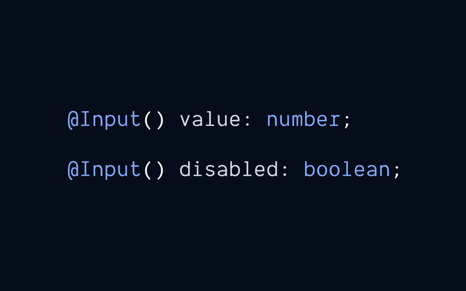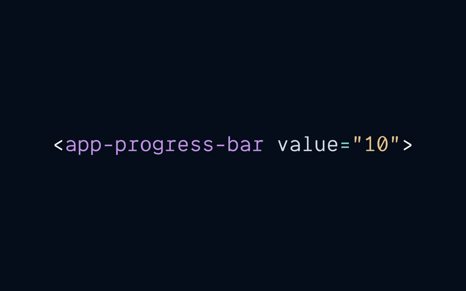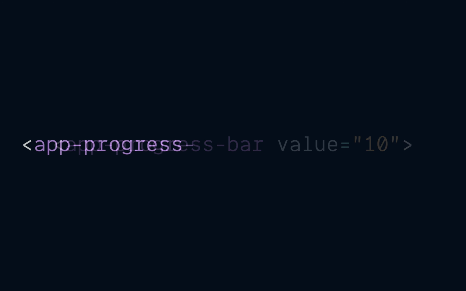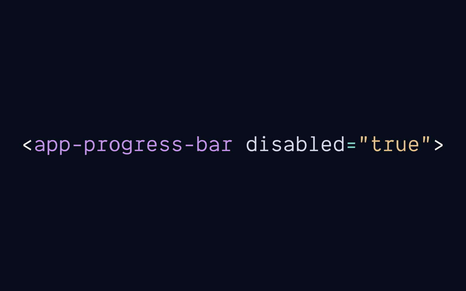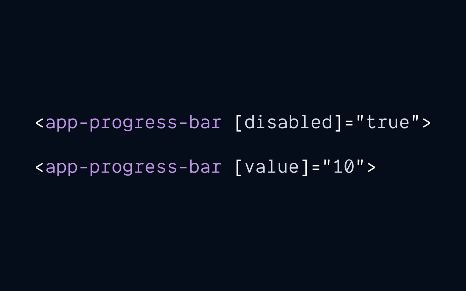However, what if our inputs expect a number or a boolean or even an object? We can't pass a static value using an attribute, as this would pass it as a string instead of a number, and this could lead to bugs or unexpected behavior. The same is also true for boolean inputs or any other non-string input. The most common solution for this is to change the attributes into bindings, and then we can pass these static values in their correct types.